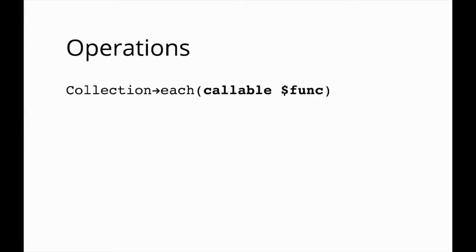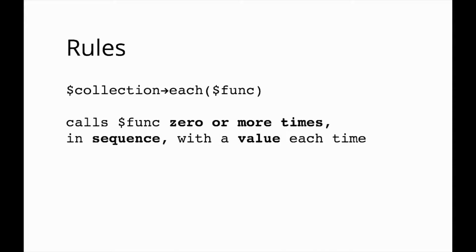The operation is that this collection needs to have an each method, and I need to be able to give that a function that gets called for each value. And the rule is that that function gets called 0 or more times, because the collection could be empty, but that it's called in sequence, and it's given a value each time it's called. Okay, maybe not a universal definition of the operations and rules of a collection in every language, but one that matters for the example I'm going to show you.